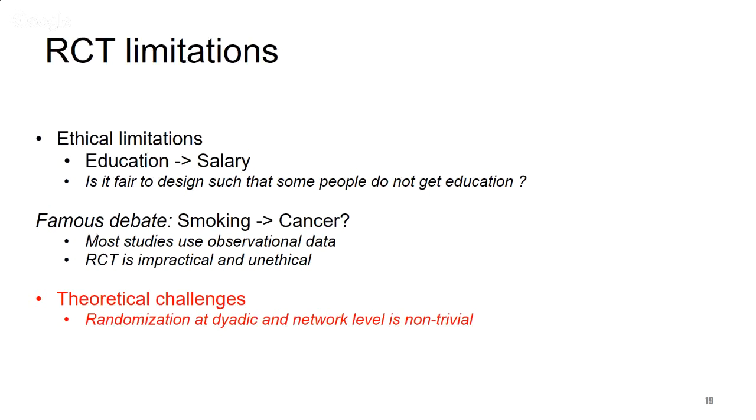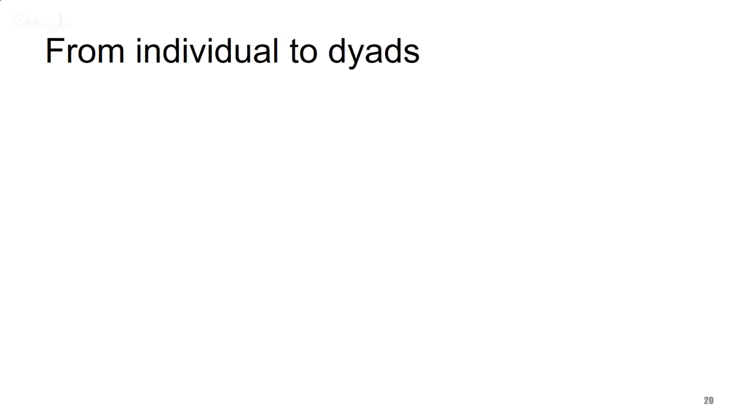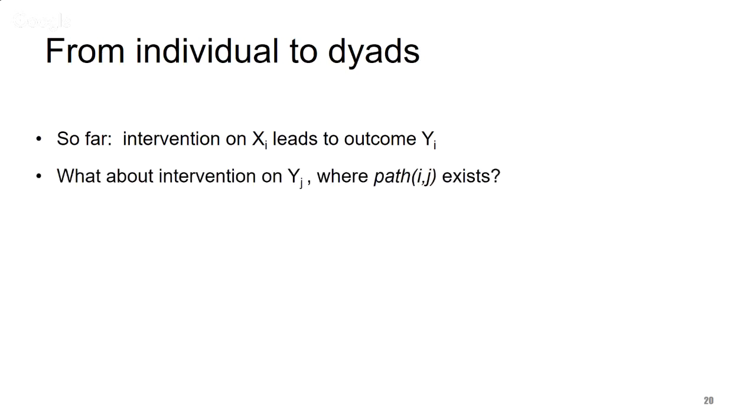So far we've been talking about individual level causation problems. But what about studying causation at a dyad or at a network level? And that's a whole different complexity altogether. But so far, I just gave you a primer on how intervening on a particular predictor, we call it X, leads to a change in outcome Y for the same individual I, right?